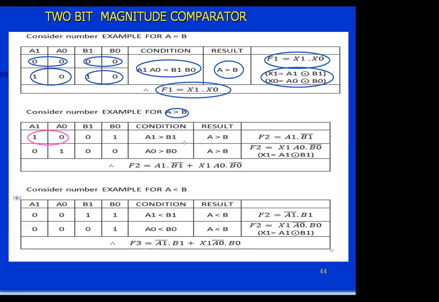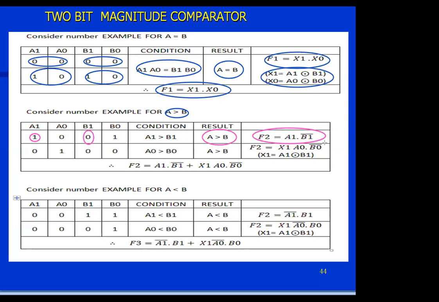ఇక్కడ మీరు జాగ్రత్తగా చూడండి, two conditions. I have taken here the most significant bit A1 equals to 1 and B1 is 0. Simply I can say if A1 is greater than B1, A is greater than B. A is greater than B అని చెప్పేయచ్చు. Then I can write F2. The result as, నేను ఈ లోయర్ బిట్స్ ని A0 ని B0 ని కంపేర్ చేయను. If A1 is greater than B1, then I can directly write A greater than B. Therefore I can write F2 equals to A greater than B.